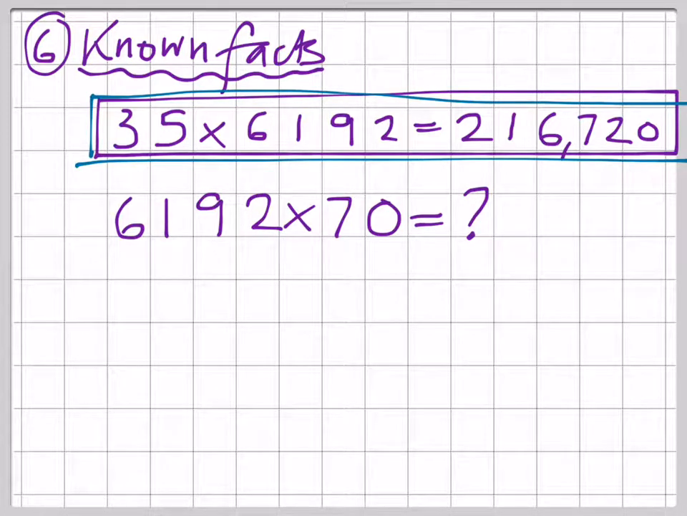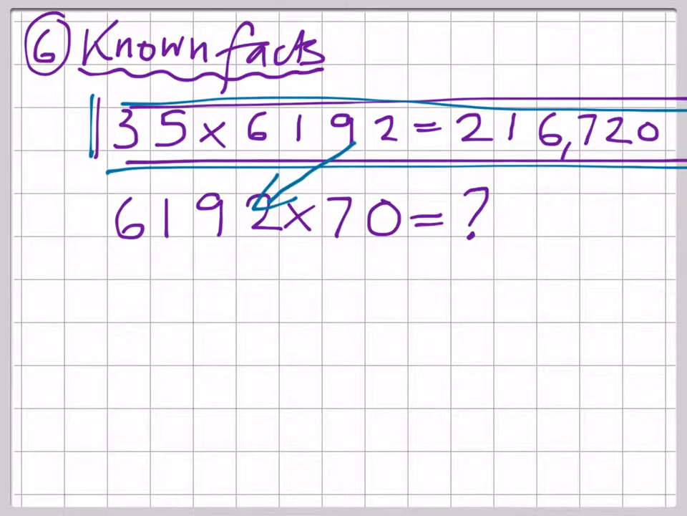Well, in a multiplying sum, you are allowed to change the order of the two numbers that you're multiplying. So what you'll notice here is the same number has been used twice. 6192 is in both answers, but the other number has changed from 35 to 70. It's doubled. So all you need to do is double the answer.